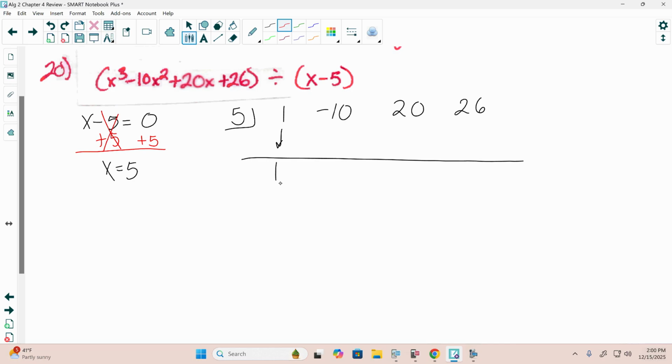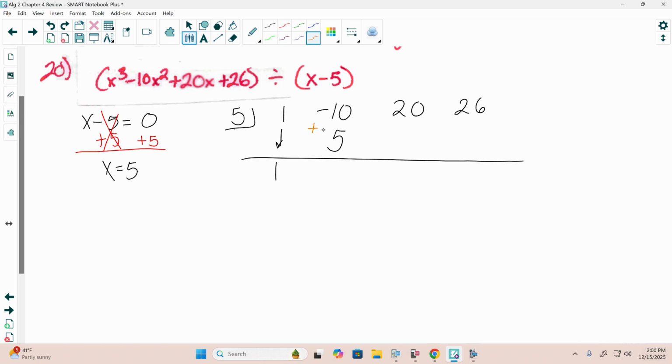The number of numbers going across the top is always one more than the degree. Since the degree is 3, we should have 4 numbers: 1, negative 10, 20, and 26. We do have 4 numbers up there. They are all there. Now we can start this process. And the first thing we're going to do is 5 times 1, which is 5.